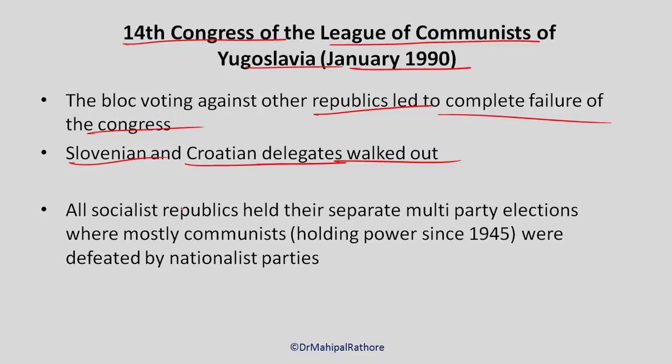Right after this meeting, they all decided to hold separate multi-party elections. Until now, this was a one-party state, but now they would hold multi-party elections where most communists were defeated. They had been holding power in the country since 1945, since the time of Tito, but now they were all defeated by nationalist parties. These nationalist parties came to power.